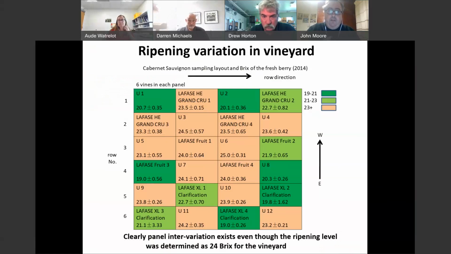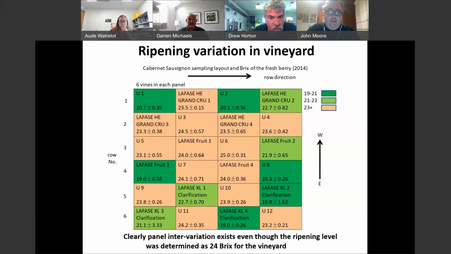We have 6 vines in each panel, and we have 4 panels going across from north to south, and we look over 6 rows, and then we showed that every alternating panel was a control. So in the first block, U1 means untreated. Then the second block was treated with an enzyme, in this case Lafay's Grand Cru enzyme. And then the next block was an untreated control. So each adjacent block became its own control for the different enzyme treatments.